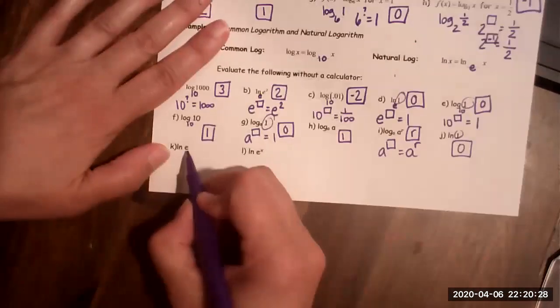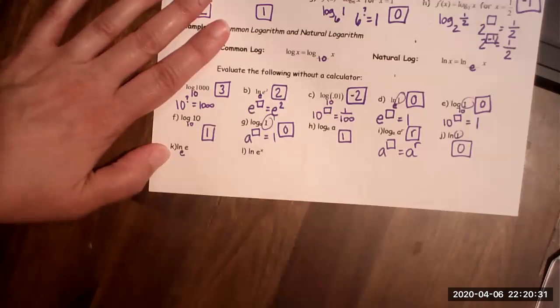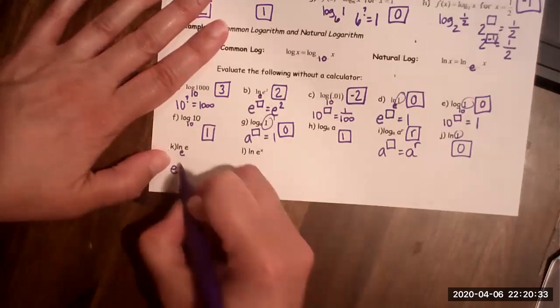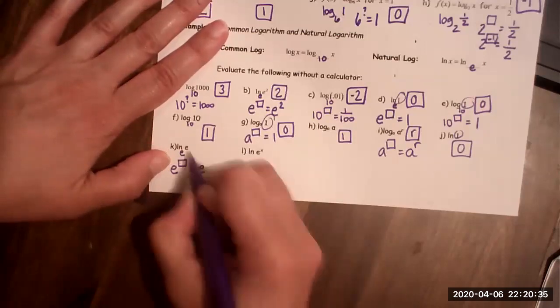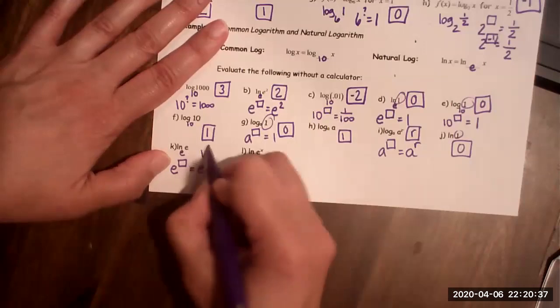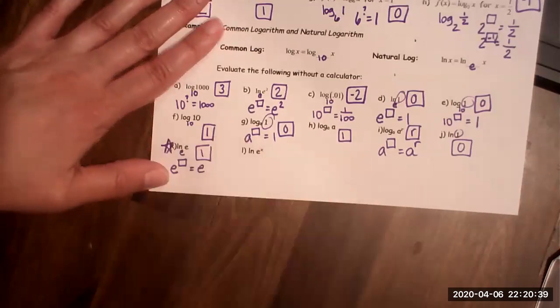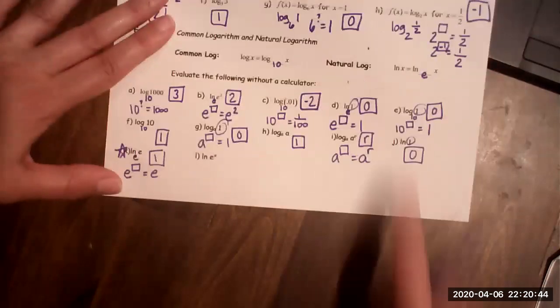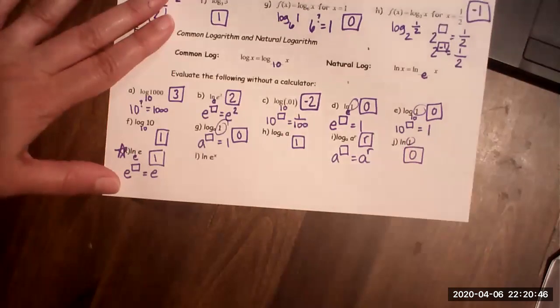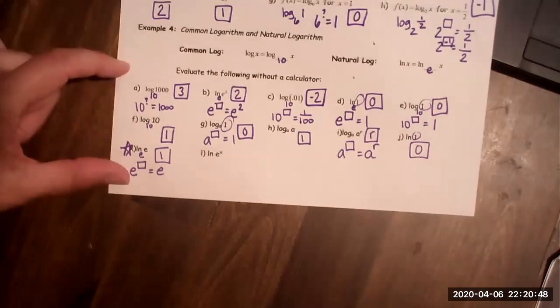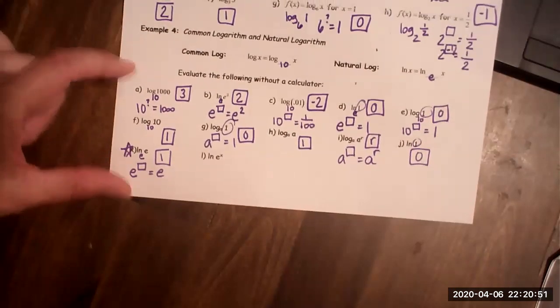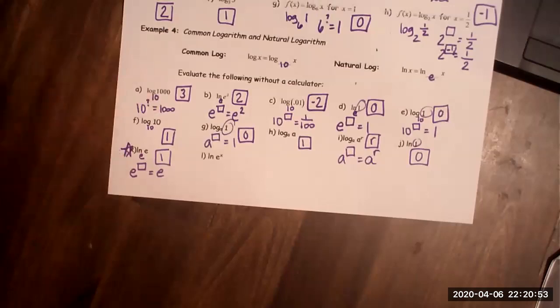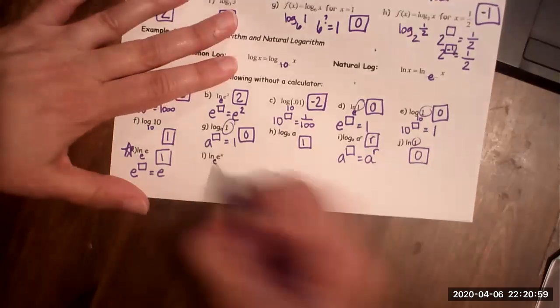ln of e, put your e right here. So you're thinking this, e to the what power equals e. So it's got to be 1. This one is a pretty common one that we use a lot in calculus. ln of e is 1. We also do ln of 1 is 0. We use that one a lot. These are pretty important for calculus. Being able to switch them around is pretty important because we do use a lot of e's and ln's in calculus.